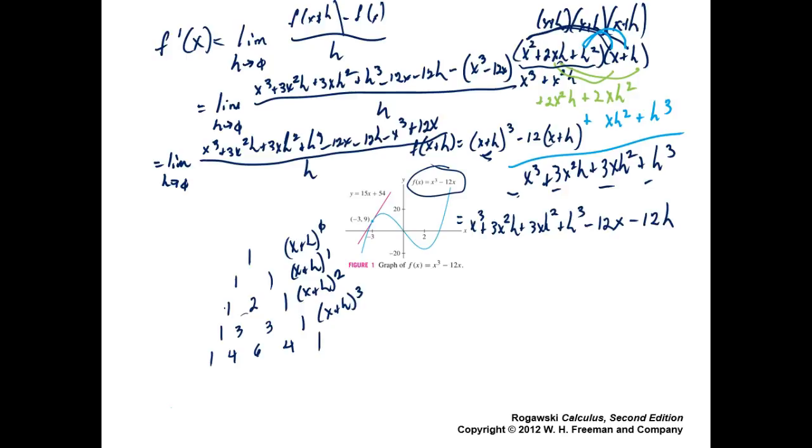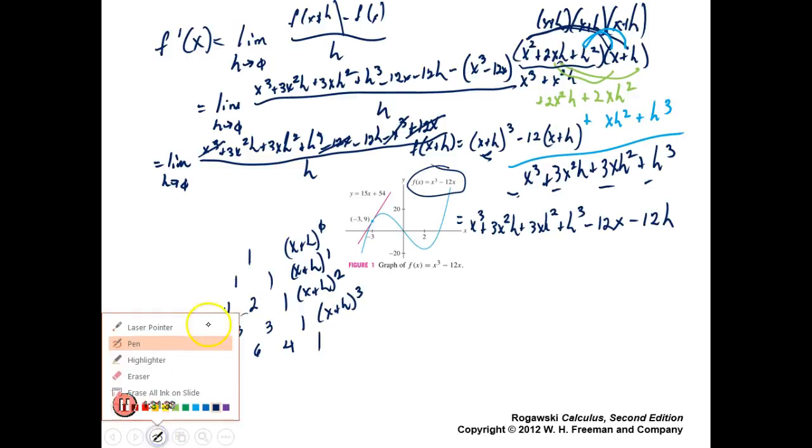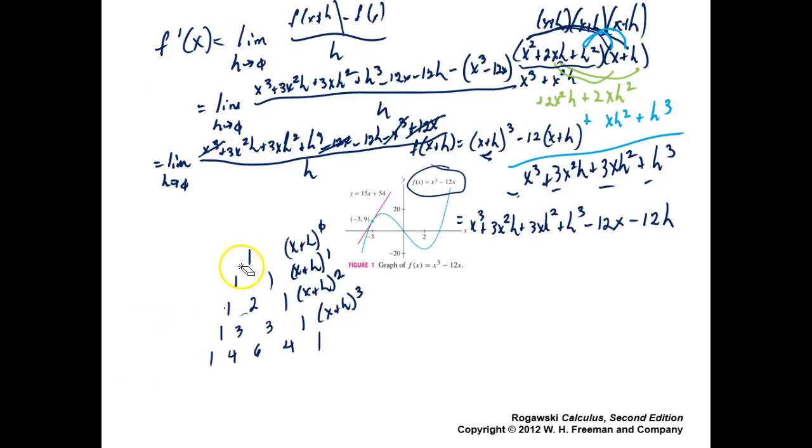Can we eliminate anything yet? Here's an x cubed, there's a minus x cubed. They go out. Here's a 12x, there's a minus 12x. They go out. I hate to write all this again, but what I'm going to do is erase Pascal's triangle, if that's okay. Y'all got it?